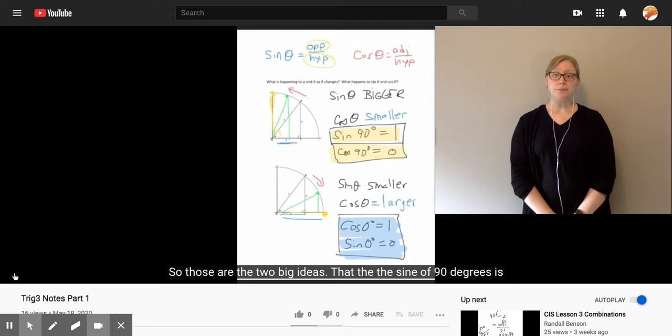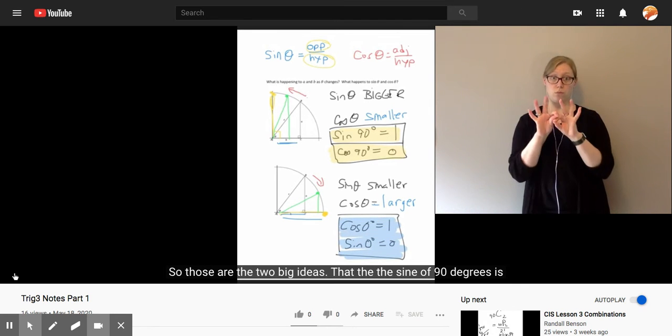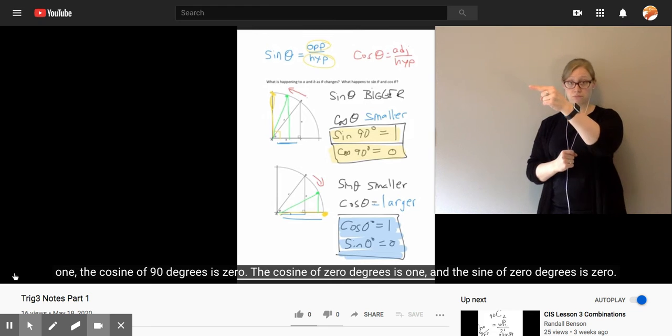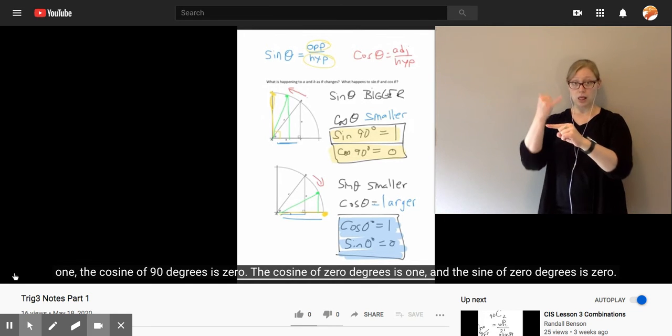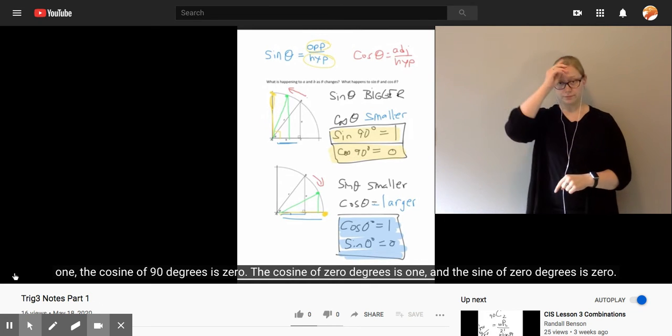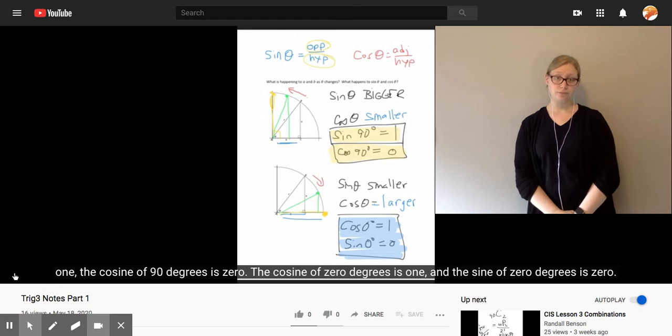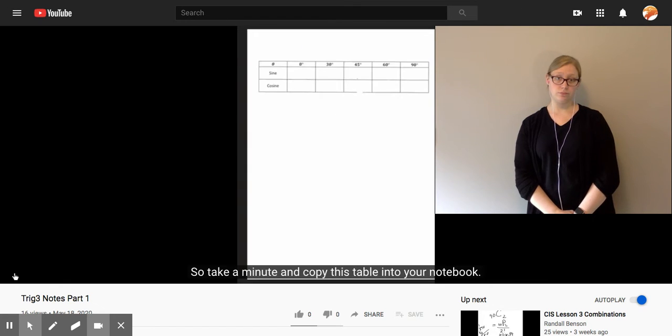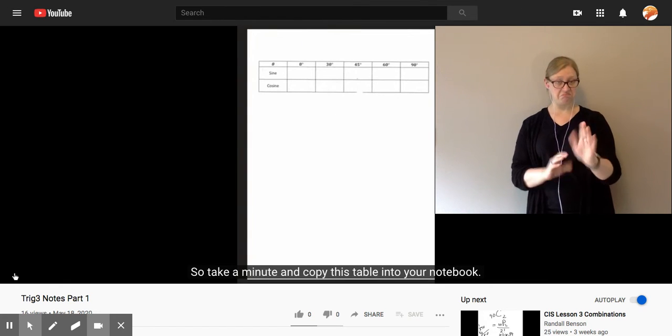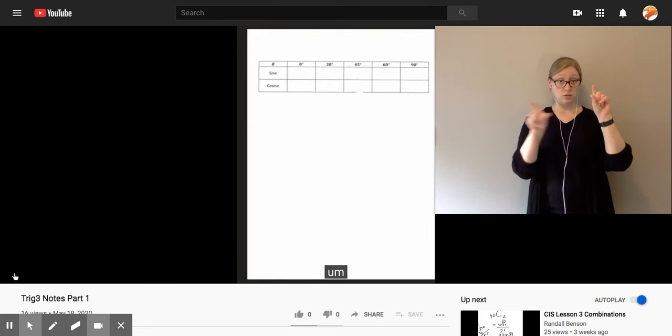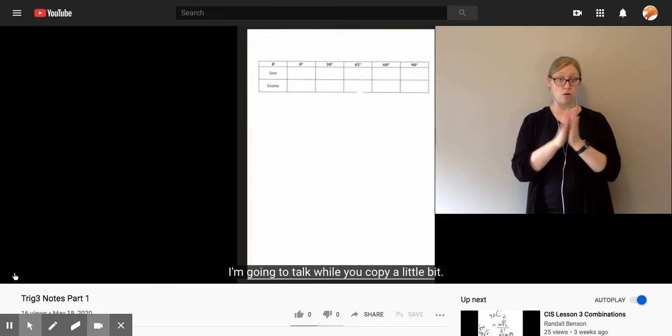So those are the two big ideas: the sine of 90 degrees is 1, the cosine of 90 degrees is 0, the cosine of 0 degrees is 1, and the sine of 0 degrees is 0. So take a minute and copy this table into your notebook. I'm going to talk while you copy a little bit.